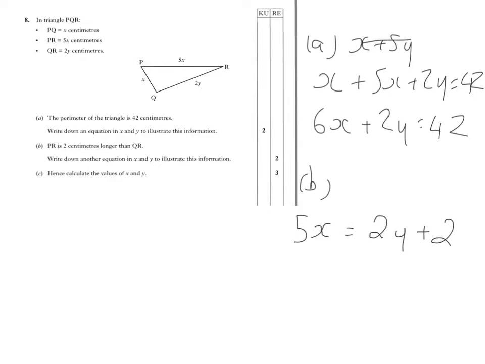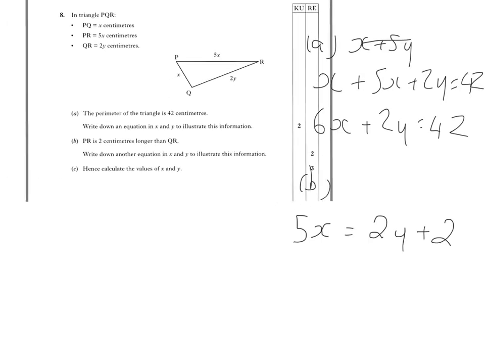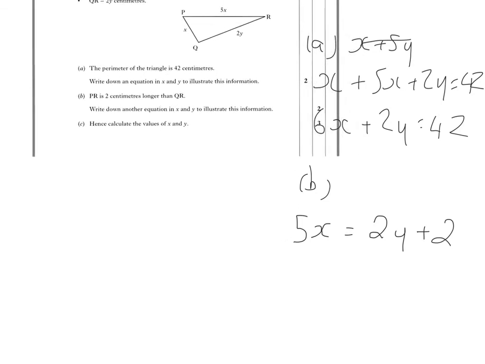So we can see that this is getting set up as a simultaneous equations question. So equation 1 is 6x plus 2y is equal to 42. Equation 2 is 5x equals 2y plus 2. So let's just set this up here. So the first equation is 6x plus 2y is equal to 42. Second equation, 5x equals 2y plus 2.